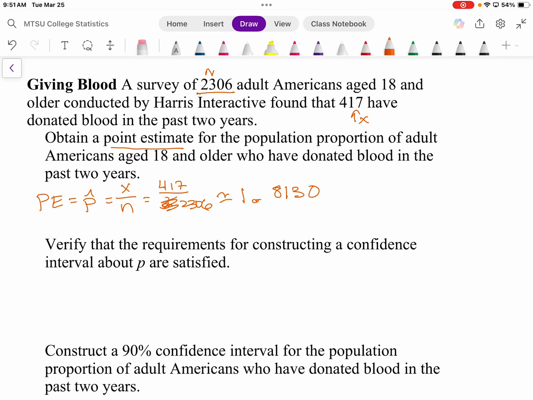Verify that the requirements for constructing a confidence interval about p are satisfied. All right, so first off, random. It would be better if they told us. It'd be nicer if they told us we had a random sample of 2306. Usually they do. Random sample of 2306 adults.